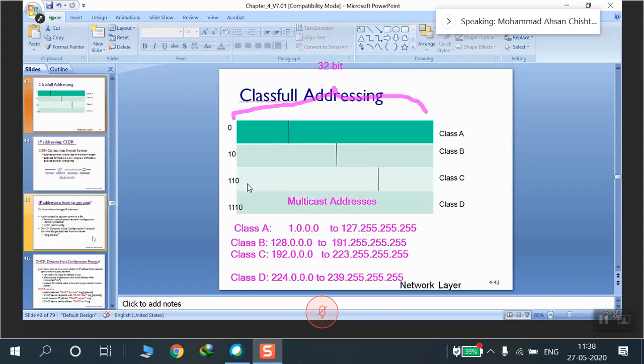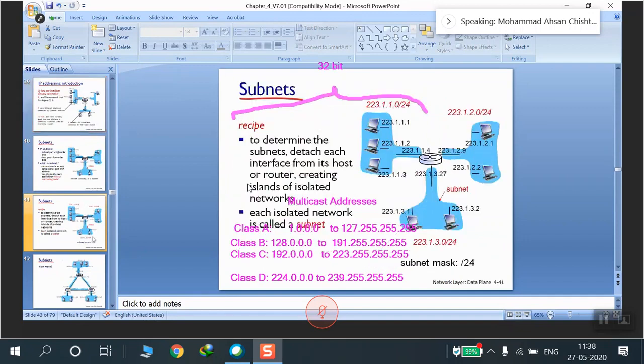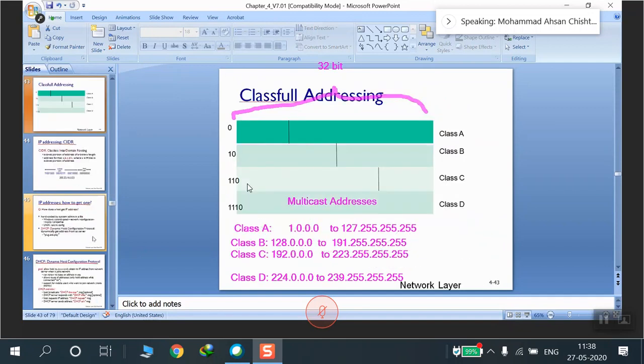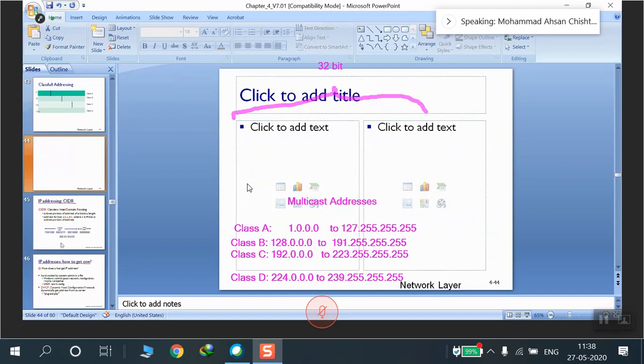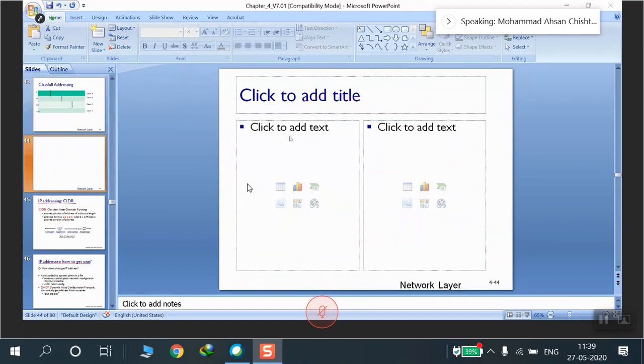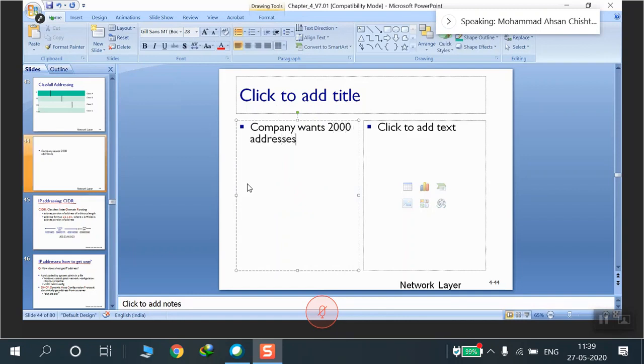There is a problem with classful addressing that we just now studied. We studied this classful addressing. What is the problem here? Let us see. A question here comes that if a company wants 2,000 addresses, how many would class C provide?